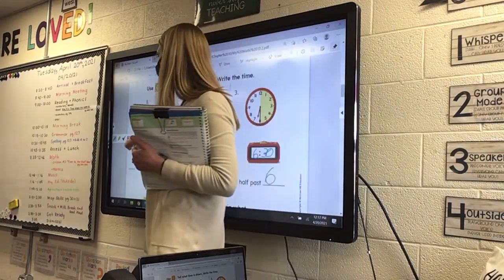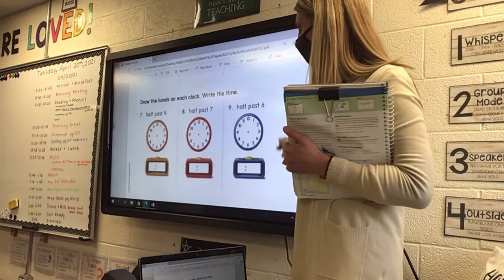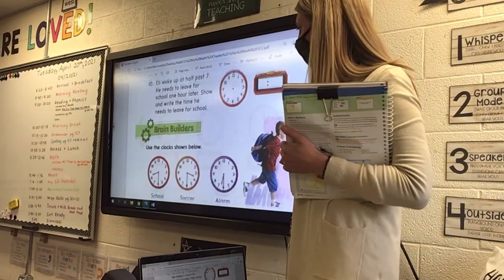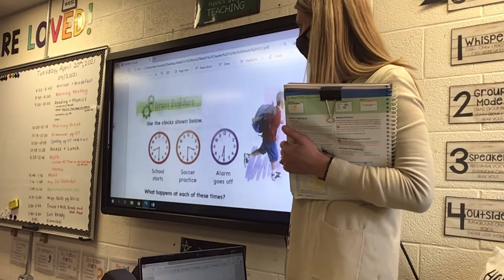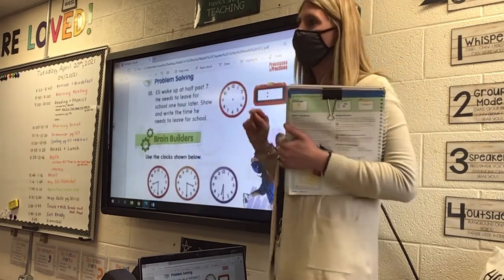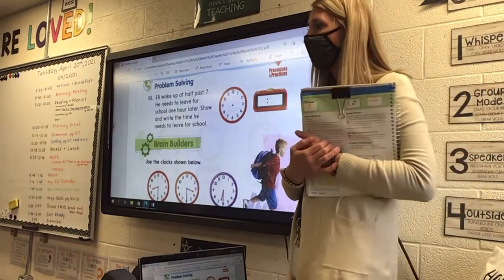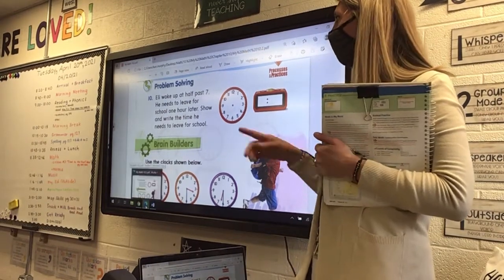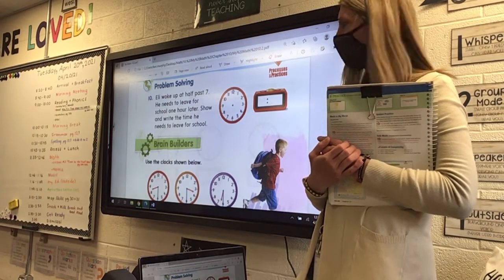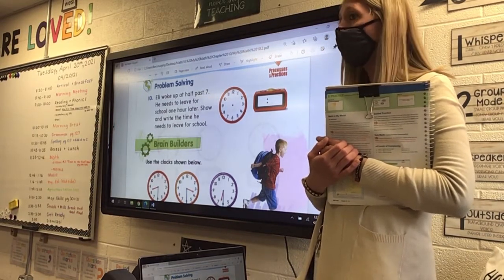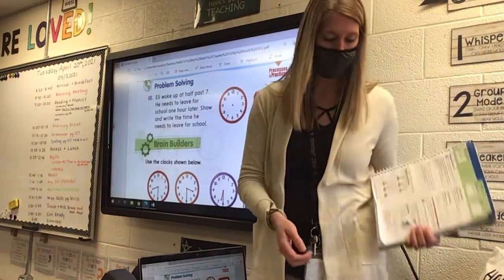All right, second graders, let's flip it to the back page. We're going to do the independent practice in a minute. Let's go to the problem solving and the brain builders. Okay, on the back, it says Eli woke up at 7:30. He needs to leave for school 1 hour later. Show and write the time he needs to leave for school.